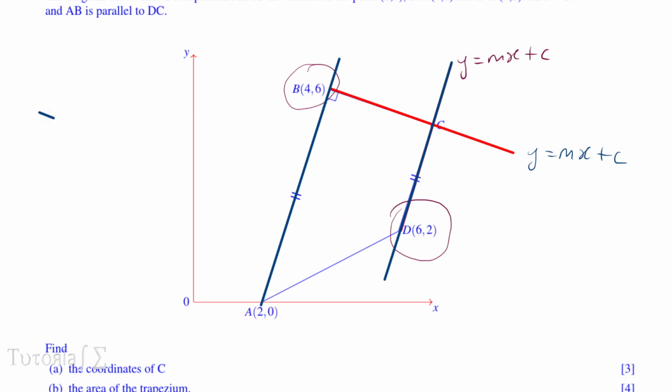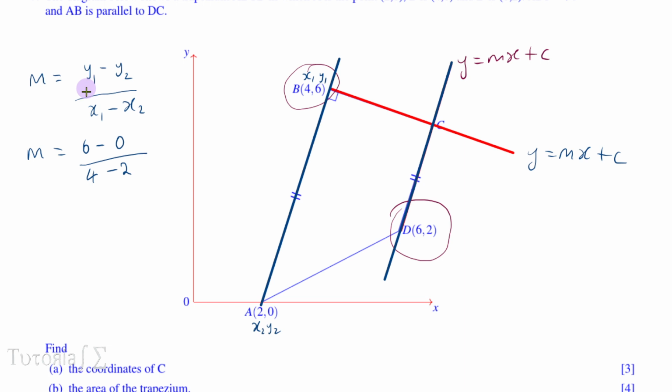So the gradient is equal to the change in y. So m equals y1 minus y2 over x1 minus x2. We can name any of these points to be our x1, y1, then x2, y2, and we replace in the formula. So our gradient will be equal to y1, that is 6, minus y2, that is 0, divided by x1, which is 4, minus x2, which is 2.